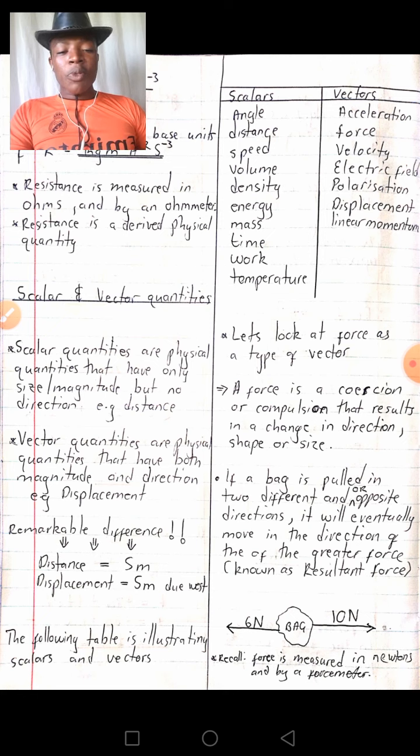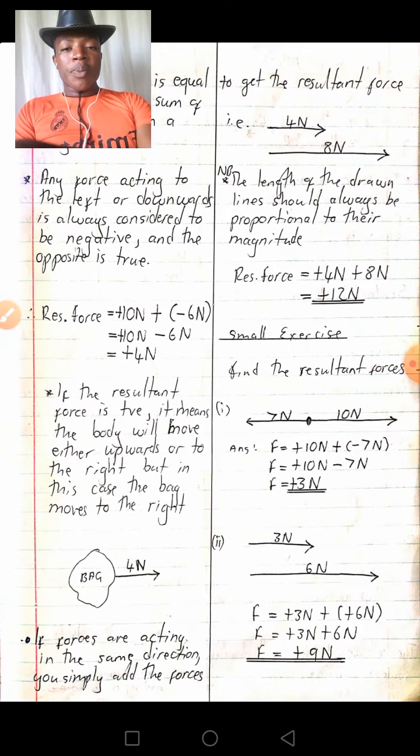We have an example of a bag that is pulled by two different forces that are acting in opposite directions. So we've got 10 newtons to the right, 6 newtons to the left. Now you need to recall that force is measured in newtons and by a force meter. I move on to the next page.